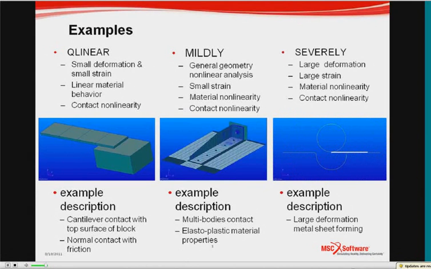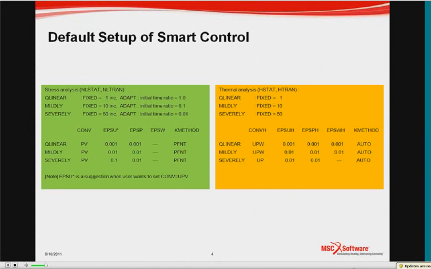Of course, such examples are only suggestions or recommendations. It's not a strict limit or requirement, because the model and problem may get much more nonlinear due to the boundary condition, or maybe the combination of some nonlinearities. If you would like to get the default setup for smart control, you can refer to the new release of the QRG file. You will get a detailed setup for time increment and convergence tolerance.